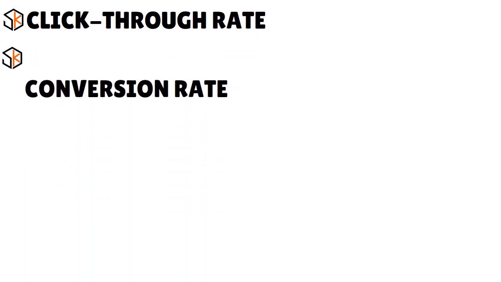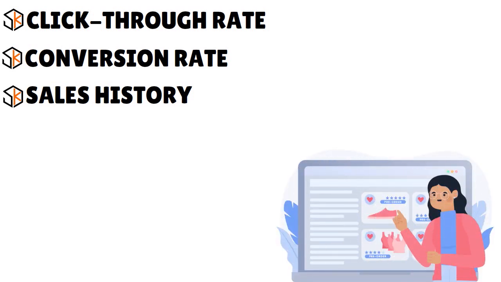Well, when we talk about listing performance, there are 3 areas that eBay's algorithm pays attention to. We have click-through rate, conversion rate, and sales history. So the click-through rate is one of the most important factors that Cassini will be basing their ranking on. It refers to the number of times people click on your product listings when it shows up in the search results, right? So you have X amount of impressions, and people will click on your product.